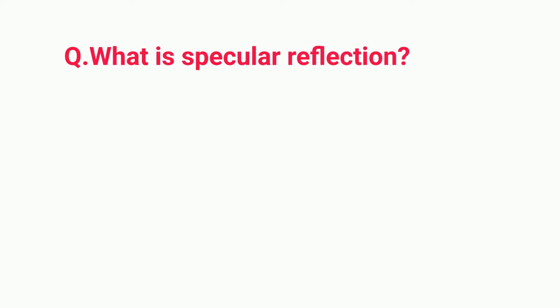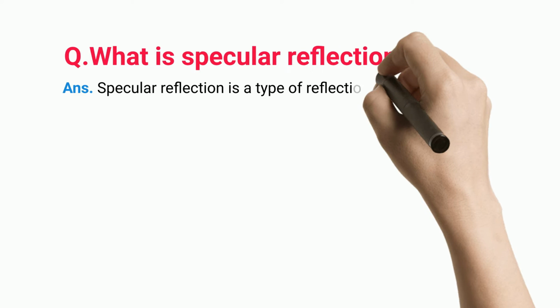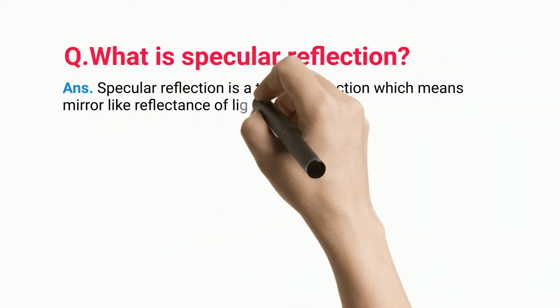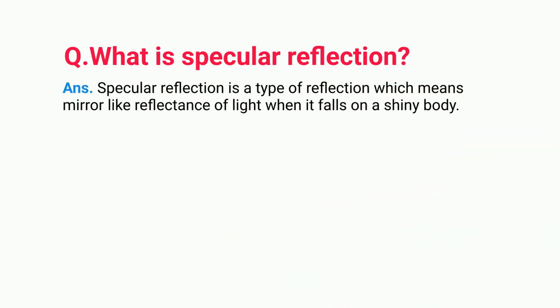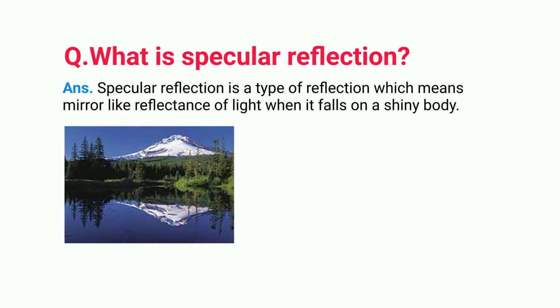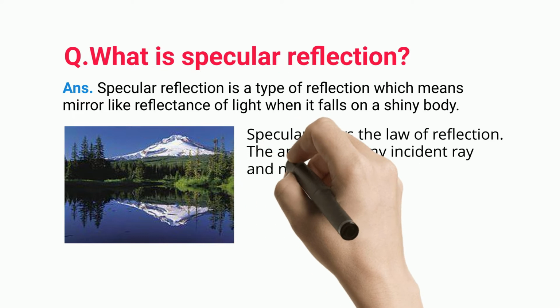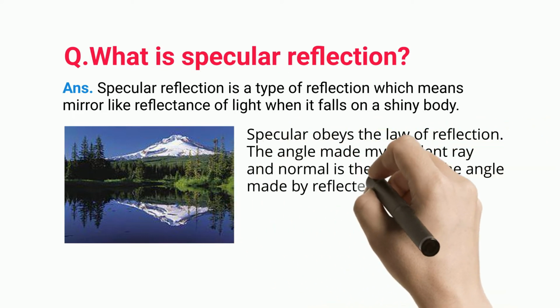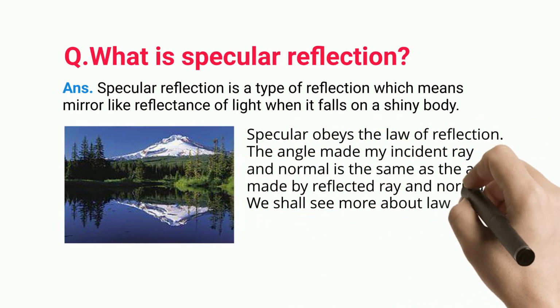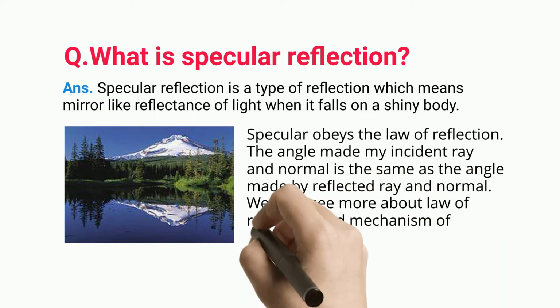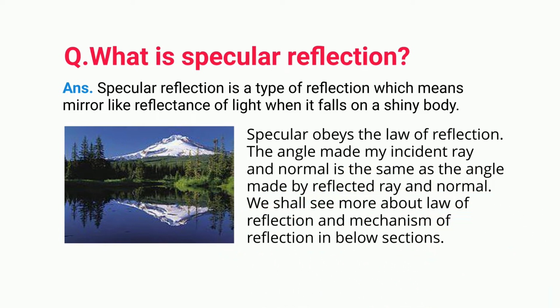What is specular reflection? Specular reflection is a type of reflection which means mirror-like reflectance of light when it falls on a shiny body. Specular reflection obeys the law of reflection. The angle made by incident ray and normal is the same as the angle made by reflected ray and normal. We shall see more about law of reflection and mechanism of reflection in below sections.